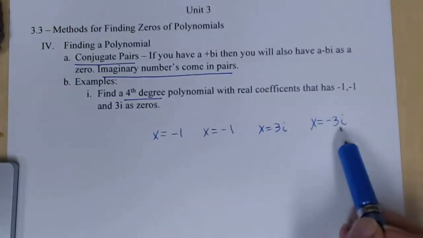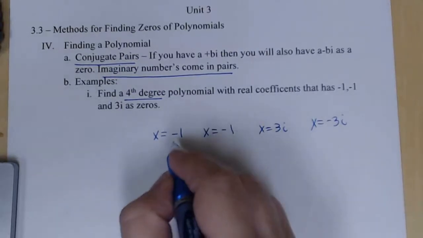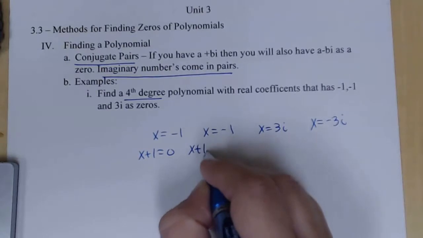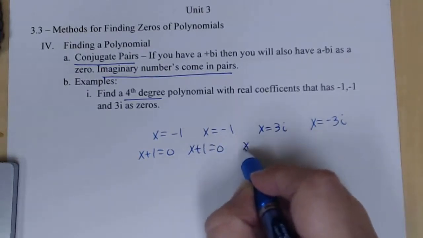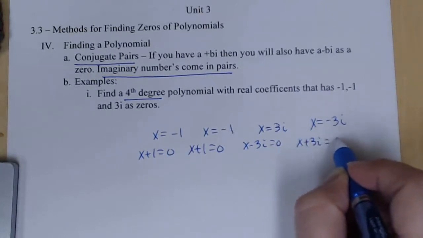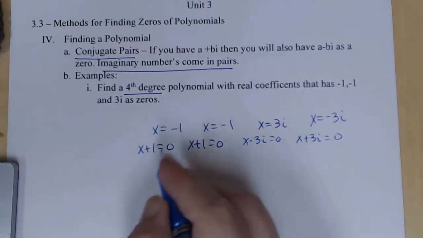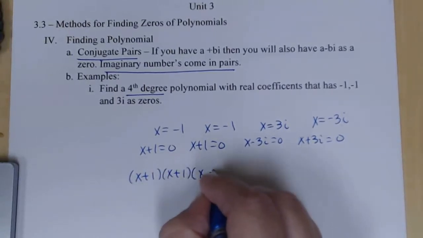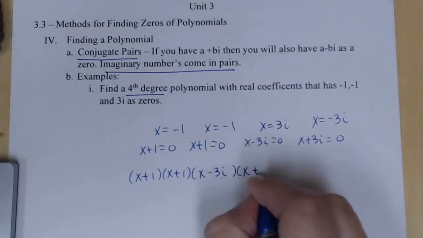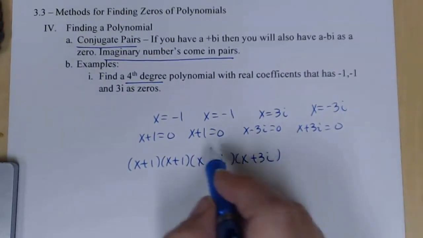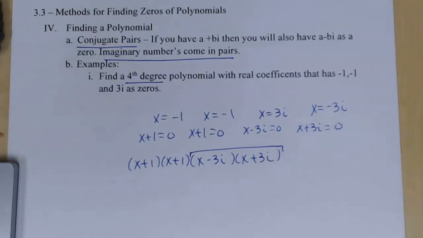So here's my 4 zeros. I'm going to first get them all equal to 0. So I'm going to add the 1 over, add the 1 over, subtract that over, add that over. So now I've got them equal to 0. I'm going to put them back into parentheses, multiplying them back together. Now, when you get a lineup of these linear factors, the best bet is to multiply your imaginary factors together before you start pairing them with the other items.